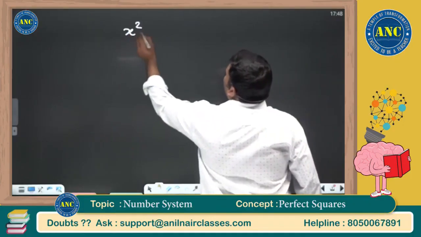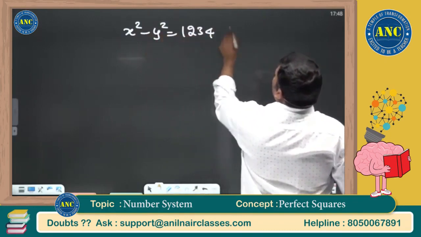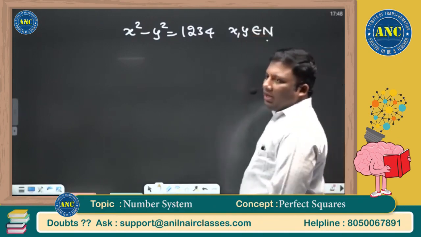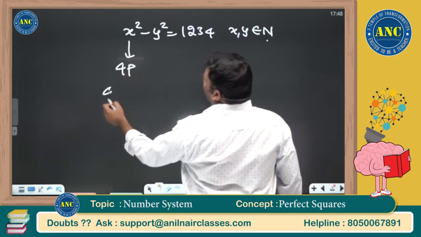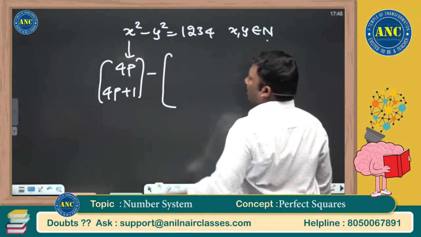x square minus y square equivalent to 1, 2, 3, 4. X and y are natural numbers. Let me use a preliminary method. Any perfect square is of the form 4p or 4p plus 1. These are the only two cases.